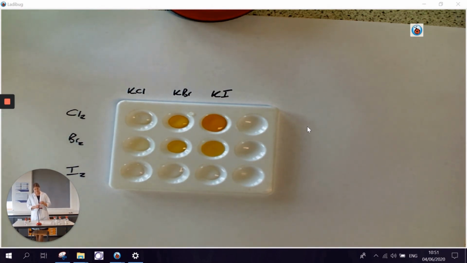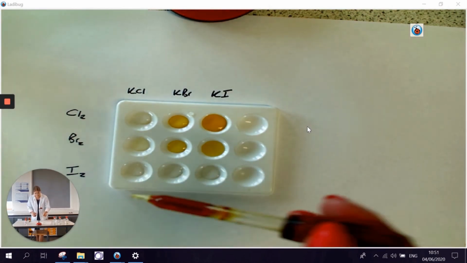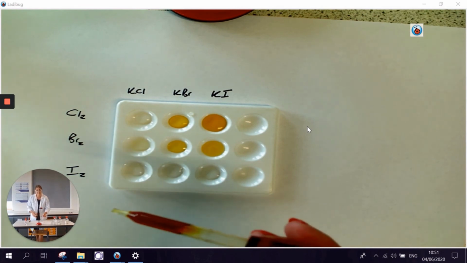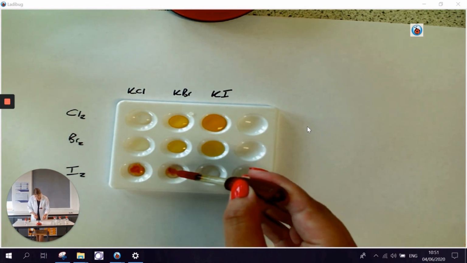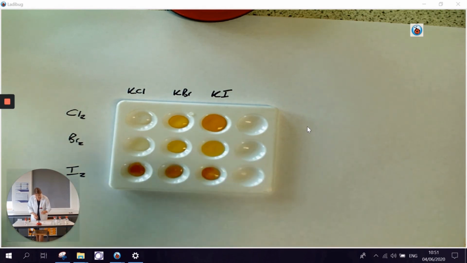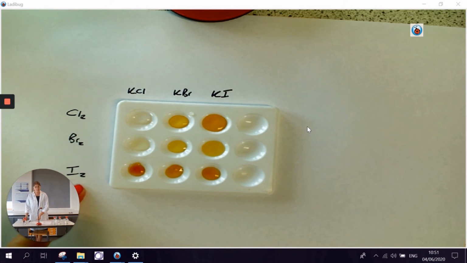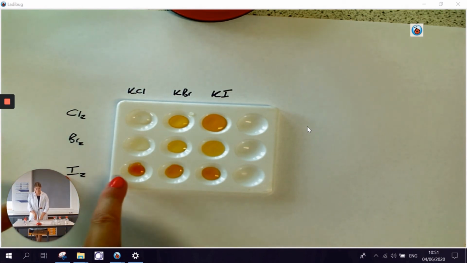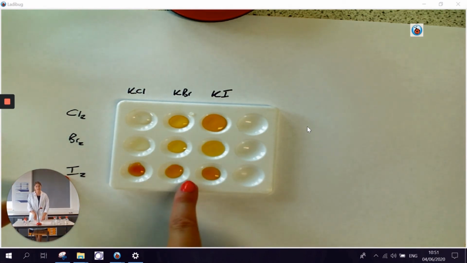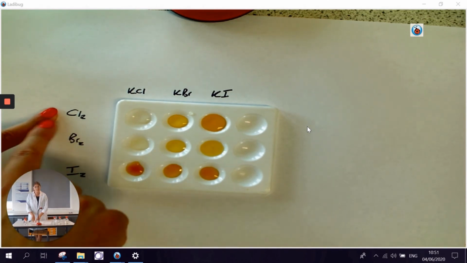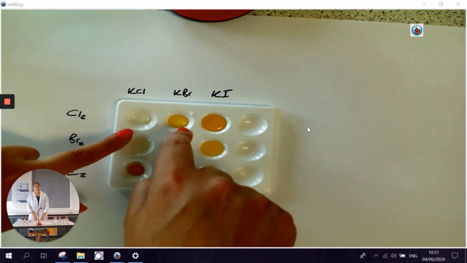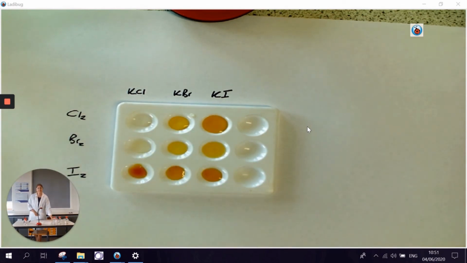And then I'm just going to add my iodine solution, which is very dark to begin with. So we're looking for it to get any darker than that, which that's not. They are all staying the same colour, which means iodine is the least reactive of the halogens because none of those were displaced. Chlorine is the most reactive of the halogens as it displaced bromine and it displaced iodine.